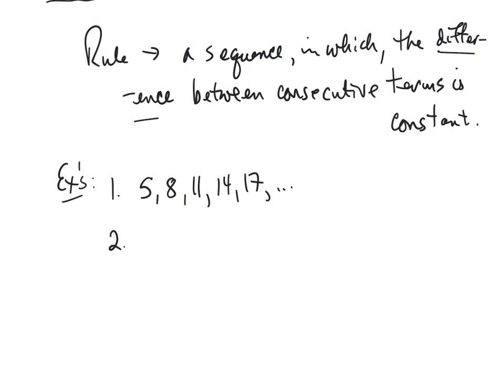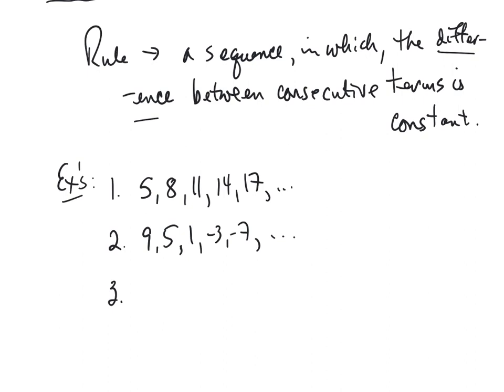All right, here's another example. 9, 5, 1, -3, -7, and so on. Also arithmetic, because the difference between any two terms is constant. -7 minus -3, or -3 minus 1, or 1 minus 5, or 5 minus 9. All of those differences are -4. So whenever the difference remains constant, then what we have is an arithmetic sequence.